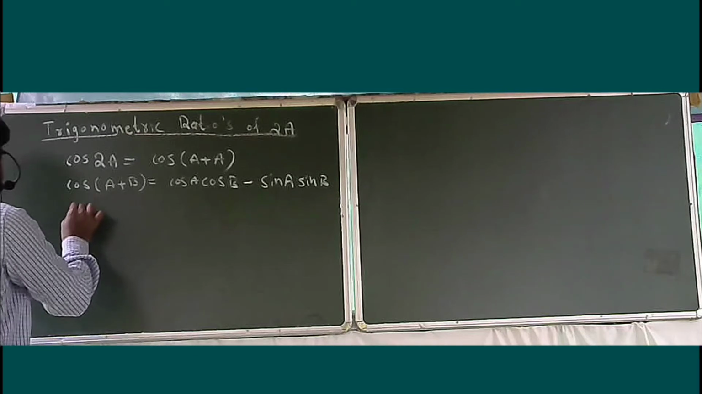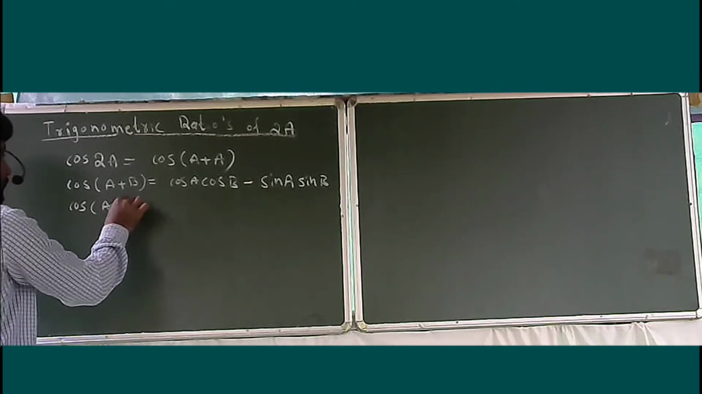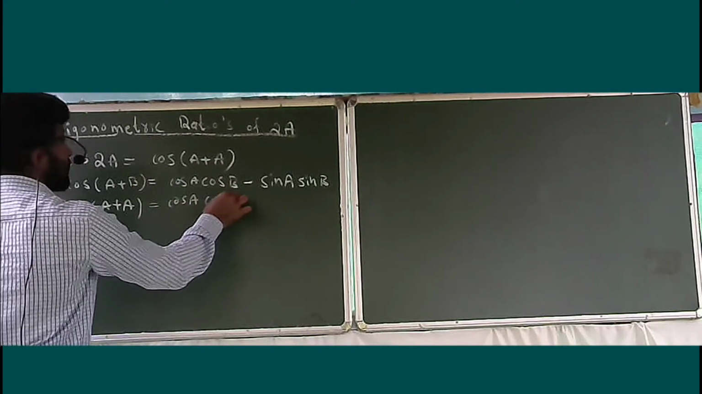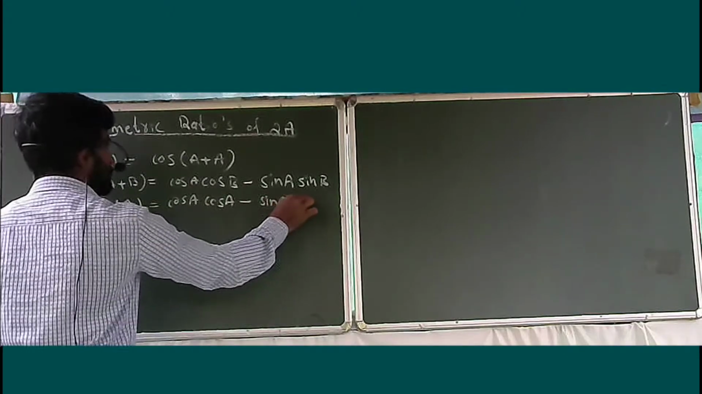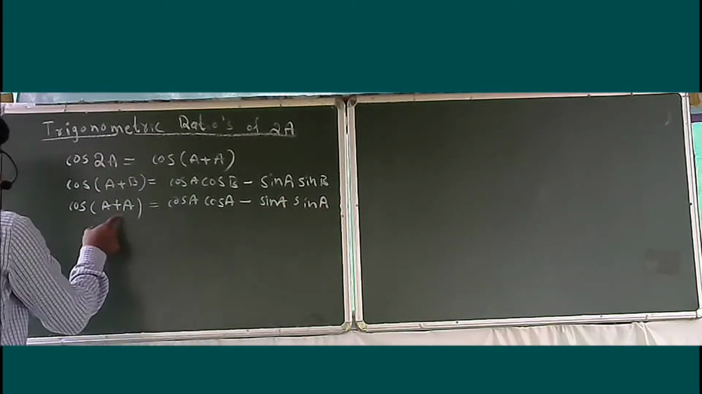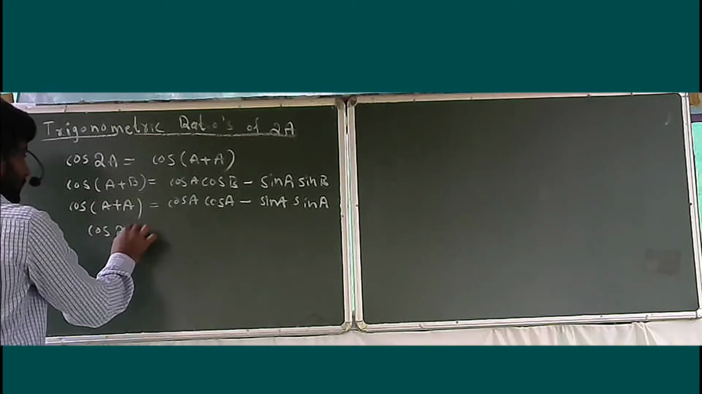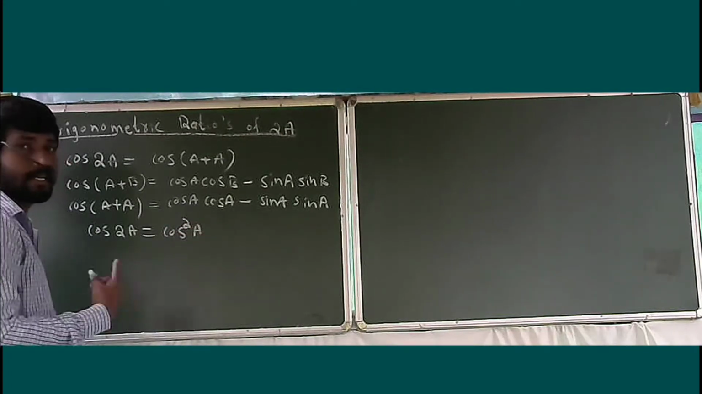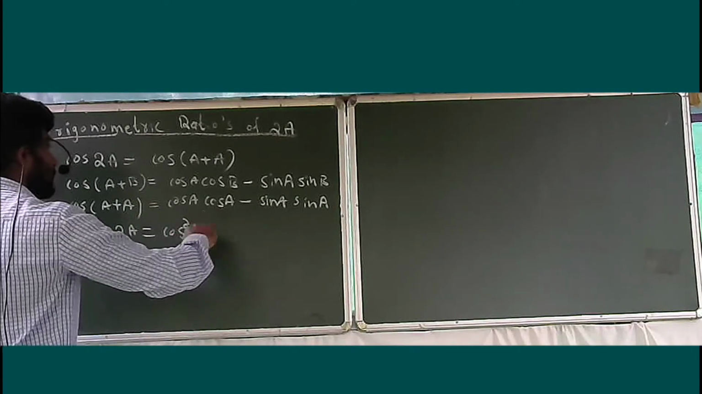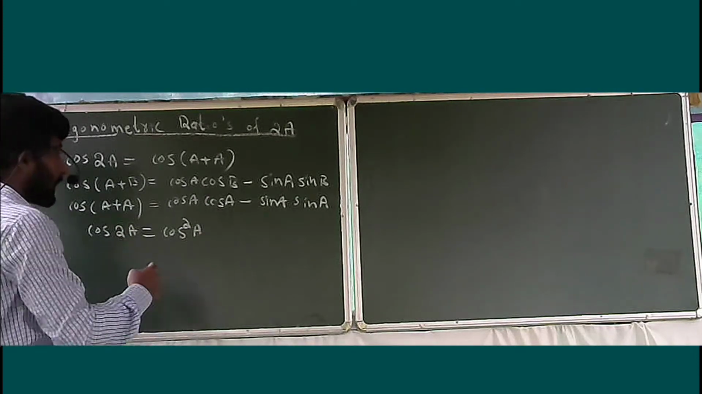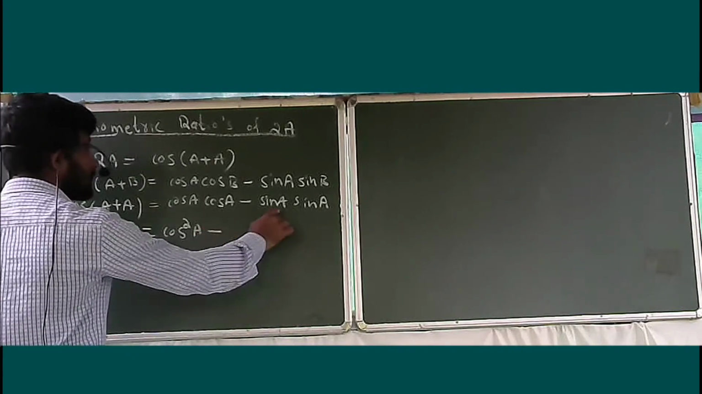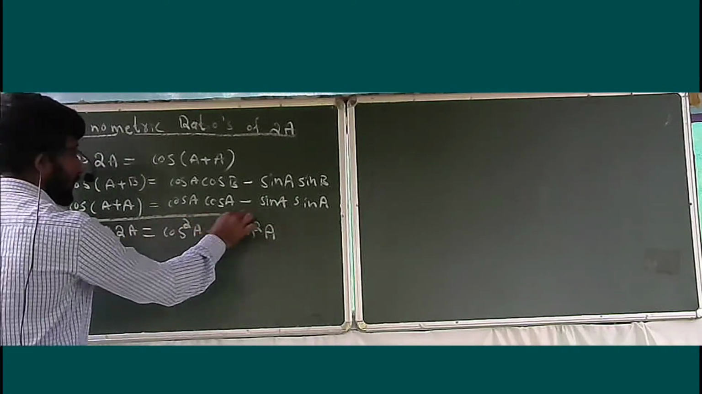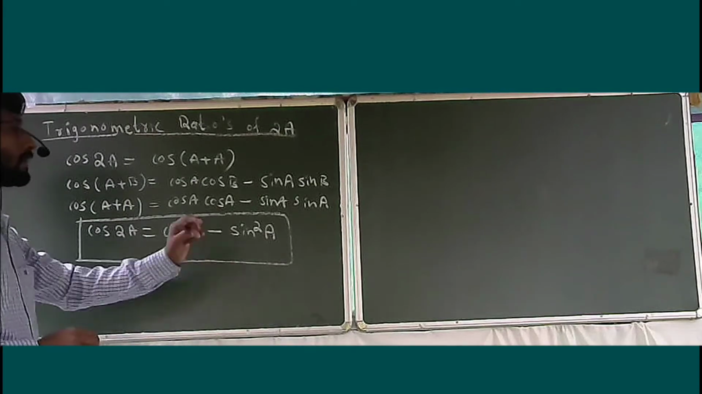Now substitute cos of A plus A, because here angle B is nothing but A, is equal to cos A cos A minus sin A sin A. Then cos of A plus A, cos 2A, is equal to cos A into cos A, which is cos square A. Similarly, sin A into sin A is sin square A. It's one formula for cos 2A: cos 2A is equal to cos square A minus sin square A.